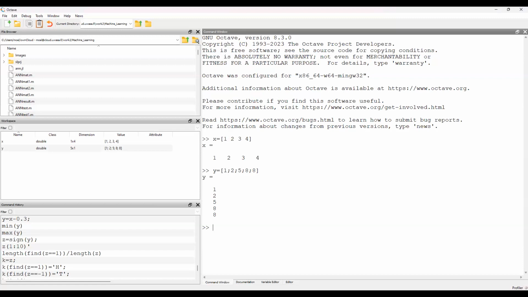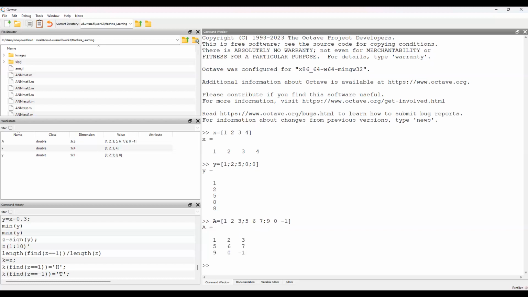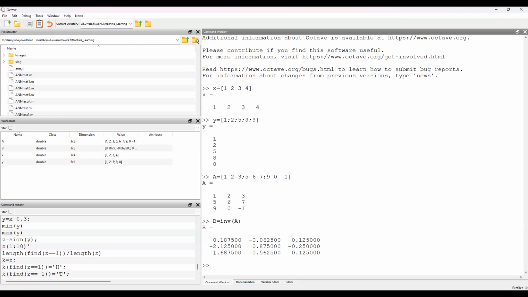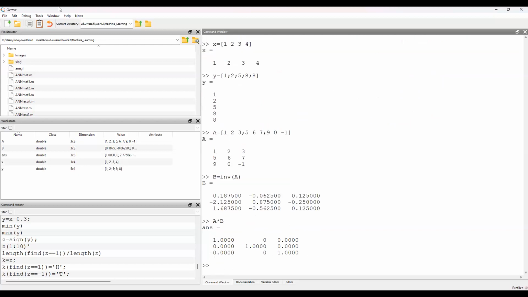And also you can generate a matrix. For example, if we write A equal to a matrix, it will be 1, 2, 3, and 5, 6, 7, and maybe 9, 0, -1. Then this will be matrix A. You can take the inverse of A easily. Let us call this P equal to inverse of A. So this is the inverse of A. Then A multiplied by P will be this 1, 1, 1, 1. It will be the identity matrix.